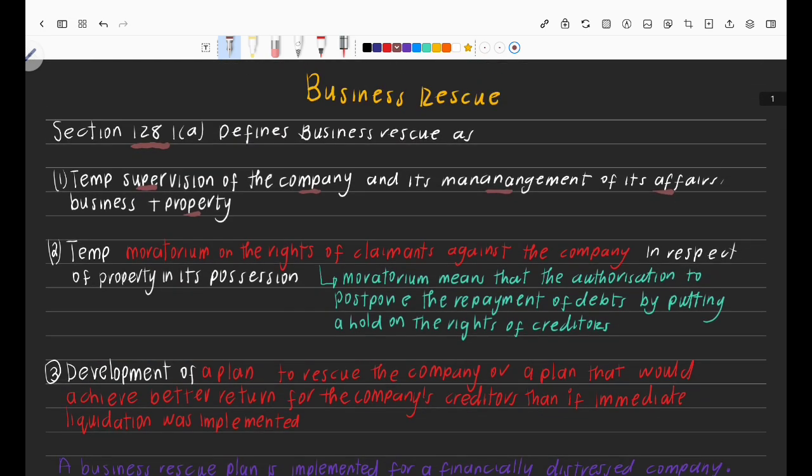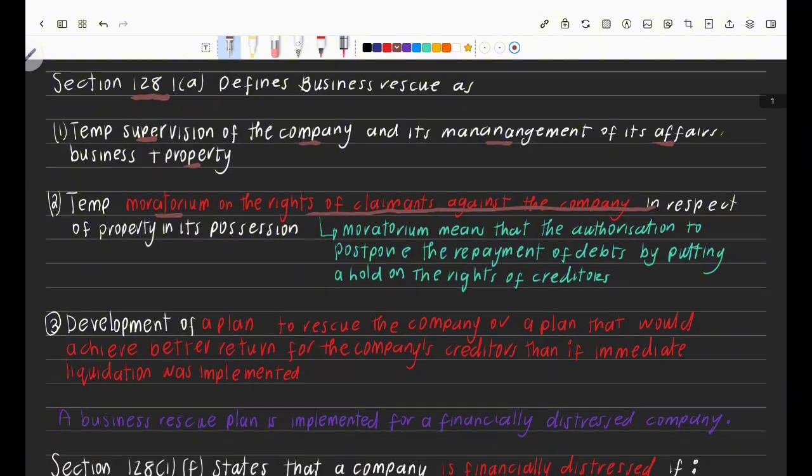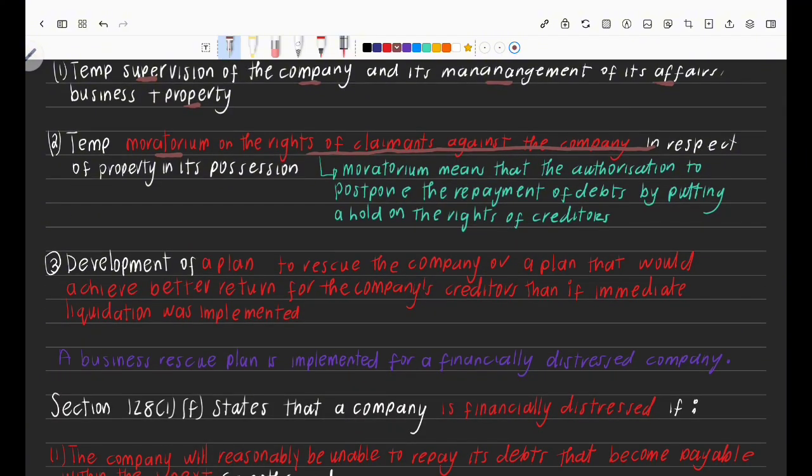The second component of business rescue is that it is a temporary moratorium on the rights of the claimants against the company. So what we are basically saying here is that we are going to put a hold on the people that can claim from you. You're not able to pay those people, and under normal circumstances they can actually go to court and claim and take maybe your property, take your cars in order to pay whatever you owe them. But because we are trying to save this business, we are going to put a hold on that right that you have to claim against this company. So that's what a business rescue does.